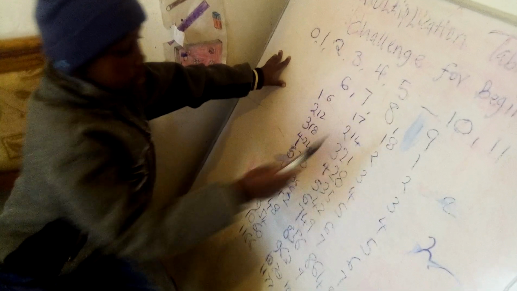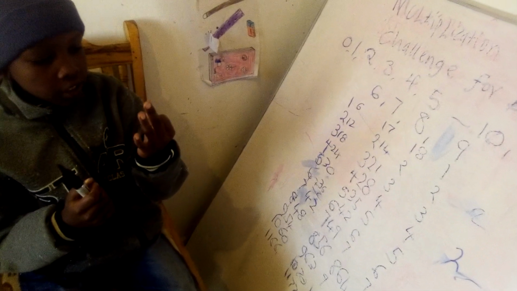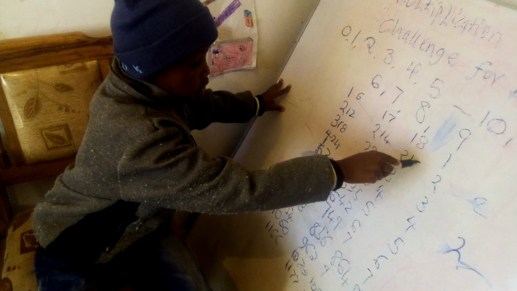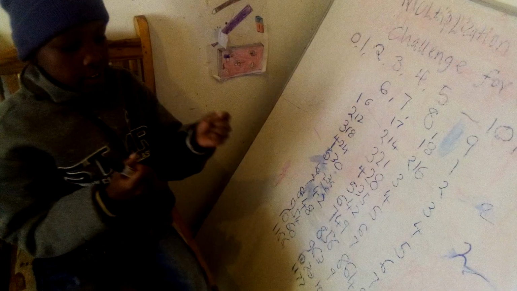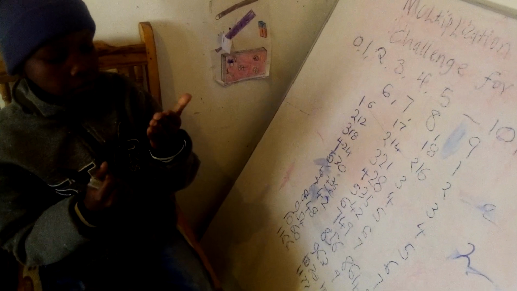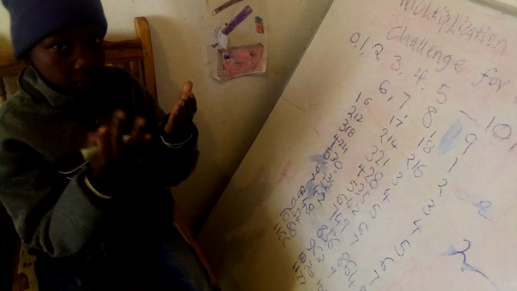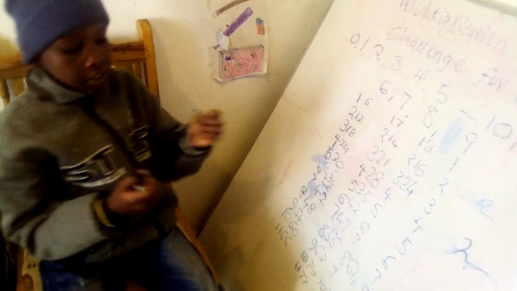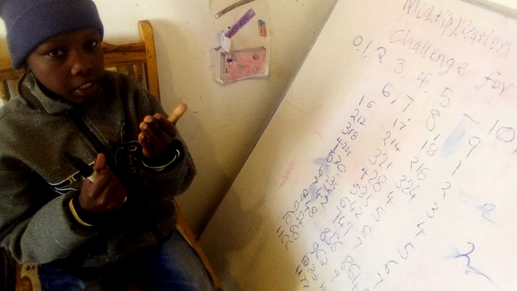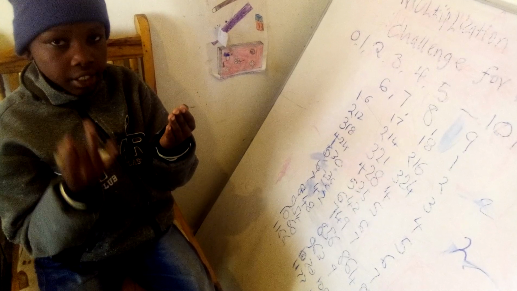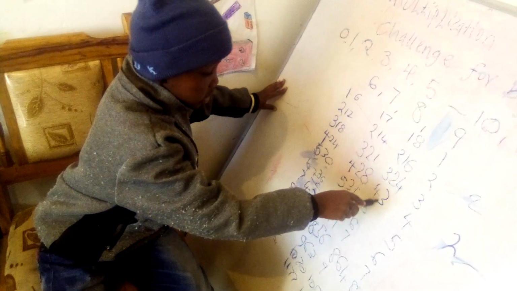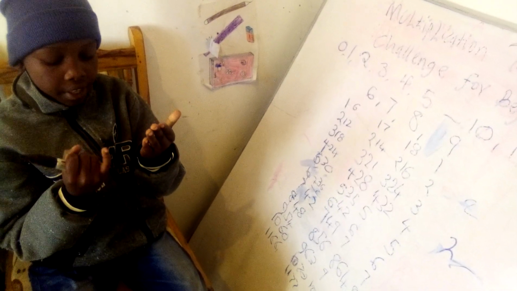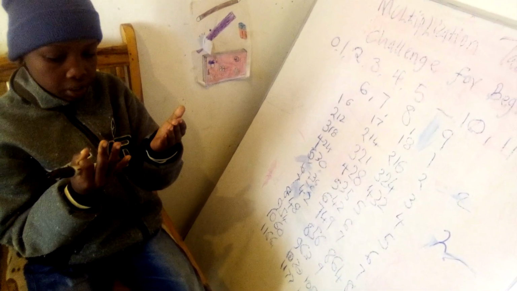2 times 8 is 2, 4, 6, 8, 10, 12, 14, 16, right here 16. 3 times 8 is 3, 6, 9, 12, 15, 18, 21, 24. 24. 4 times 8 is 4, 8, 12, 16, 20, 24, 28, 32. Right here, 32. 5, 10, 15, 20, 25, 30, 35, 40.